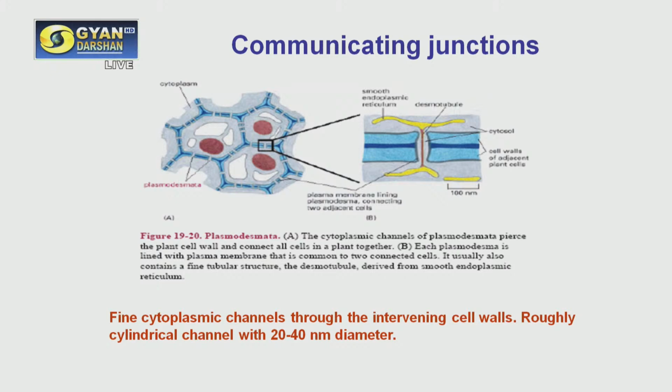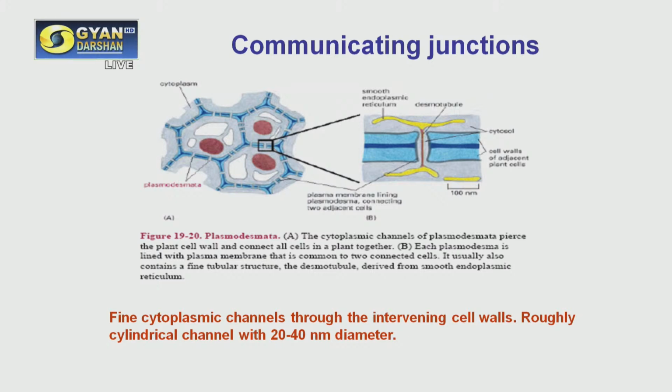And if you see the structure of the plasmodesma, which is singular, and the plural is plasmodesmata, if you take each plasmodesma, you will find that it is lined with a plasma membrane that is common to the two connected cells, and there is a fine tubular structure.